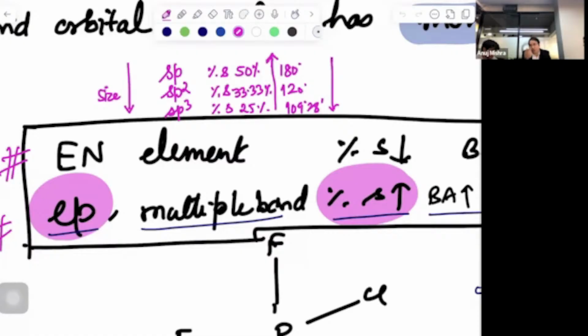So their bond length will become short. Did you understand? Now write this down. All right. F is more electronegative. Very good. So towards fluorine, percentage S will be lesser.